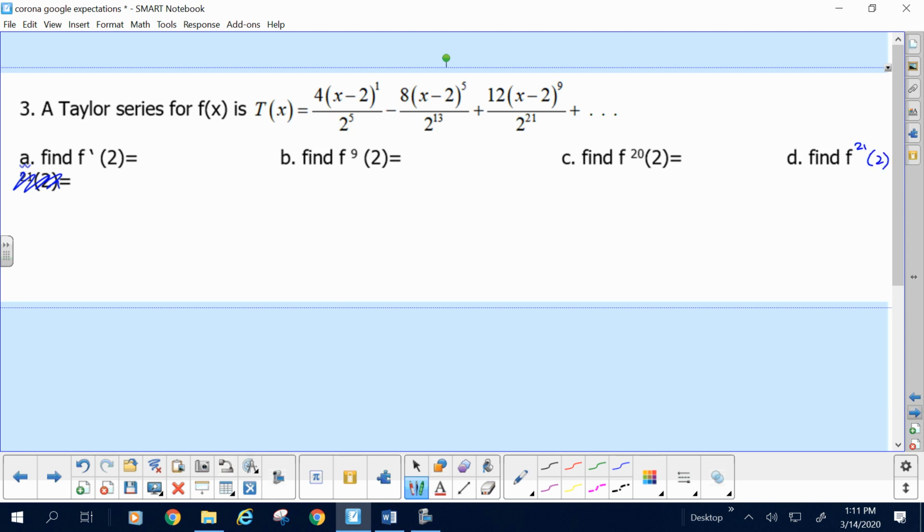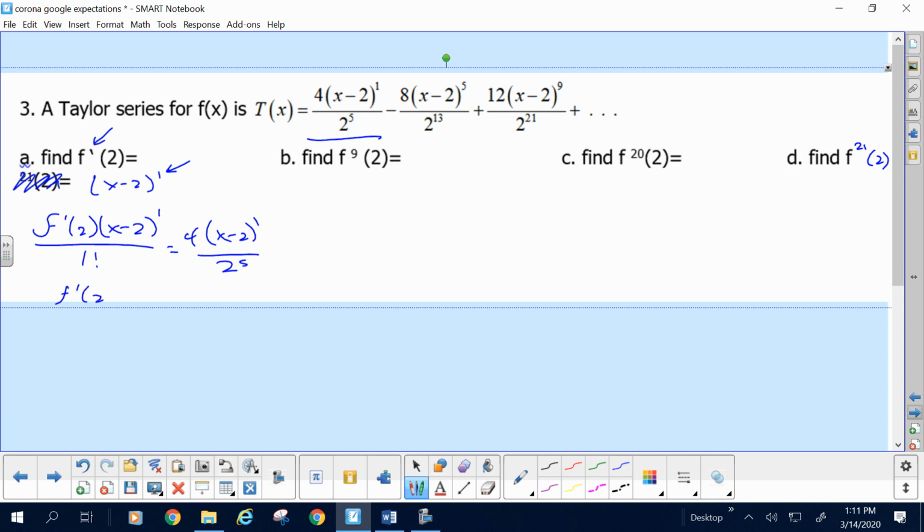F prime at 2, I'm going to look at x minus 2 to the first, because it's first derivative. I want to find the first power term, so that's this guy. I'm going to write the general term, f prime at 2 times x minus 2 to the first over 1 factorial equals, in this case, 4 times x minus 2 to the first over 2 to the fifth. So f prime at 2 is 4 over 2 to the fifth. Did you get that? I knew that you would.